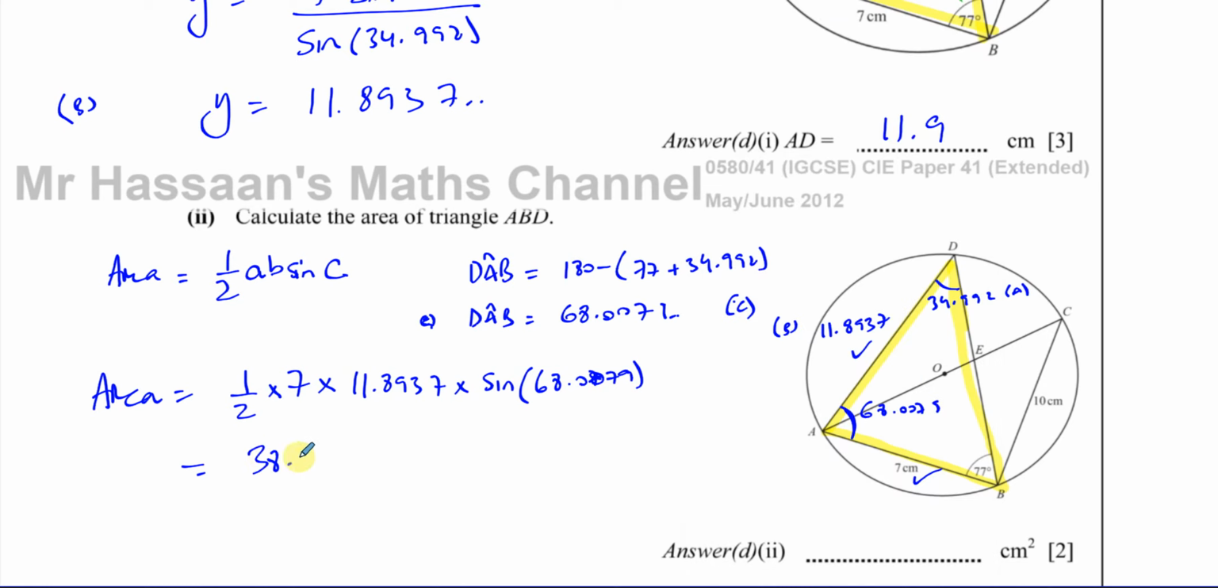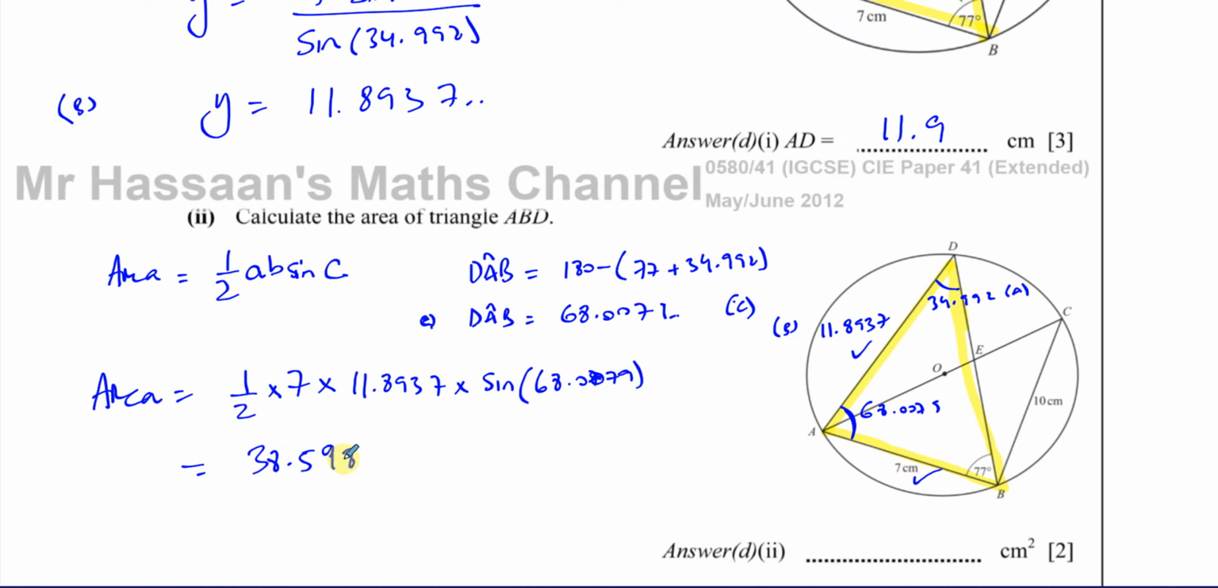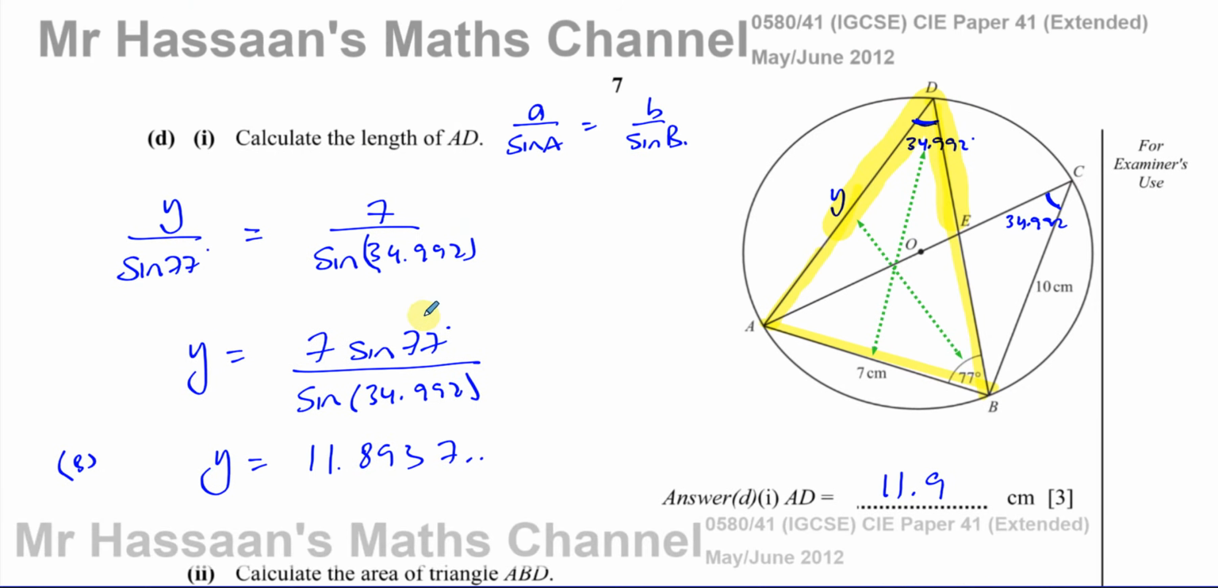38.5989. So this doesn't tell us how to round it. So 3 SF, that's 38.6 square centimeters. There's part 2 of question D.